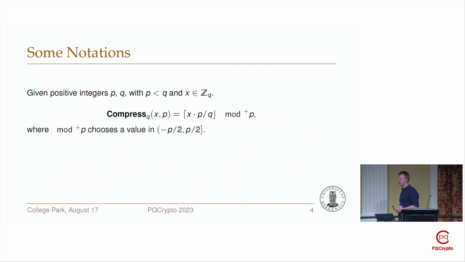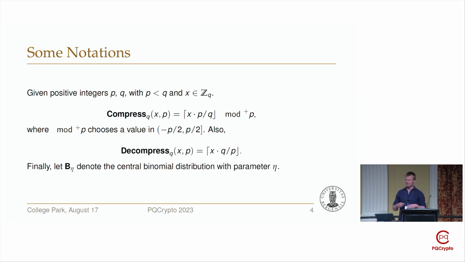So before we continue, let's just introduce a little bit of notation. We have a function here called compress, which takes a value in Z_q and compresses it to a value in Z_p, where p and q are integers and p is smaller than q. Then we have decompress, which goes in the other direction, going from Z_p to Z_q. And finally, we let B_eta denote the central binomial distribution with parameter eta.